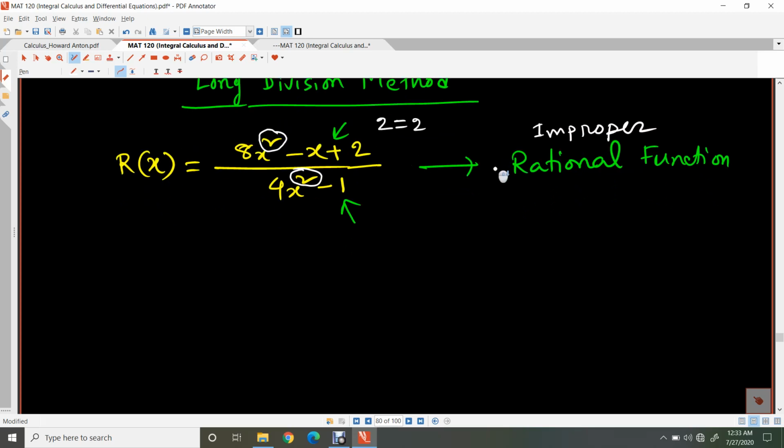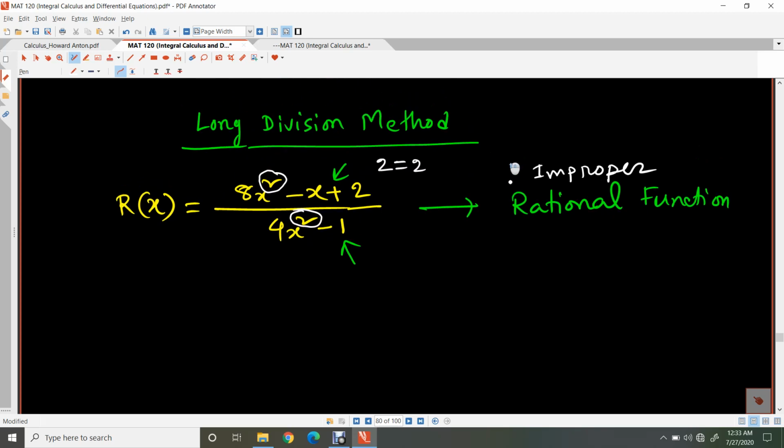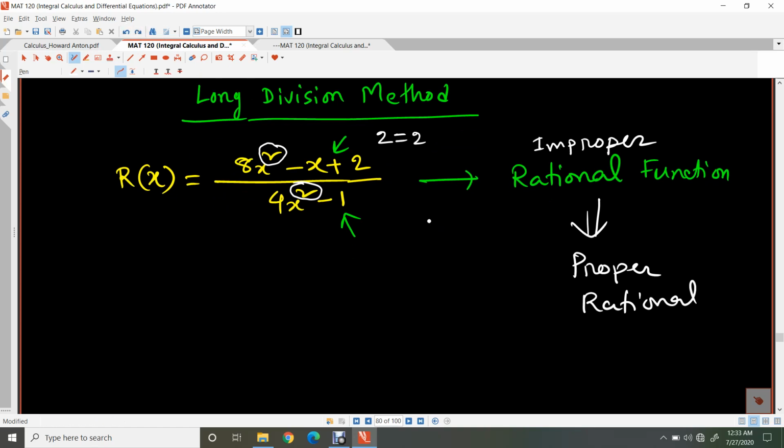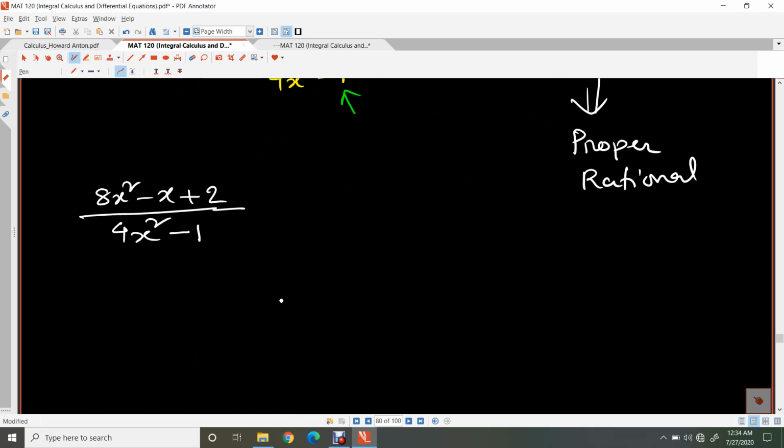So if we have an improper rational function, we have to know how to convert it to a proper rational, because if we integrate this type of improper rational function directly, the calculations will be too difficult. So for this we have to apply the long division technique. Long division means here we have 8x squared minus x plus 2, and we are dividing this upper function by 4x squared minus 1. From your childhood you know that we can divide this way.